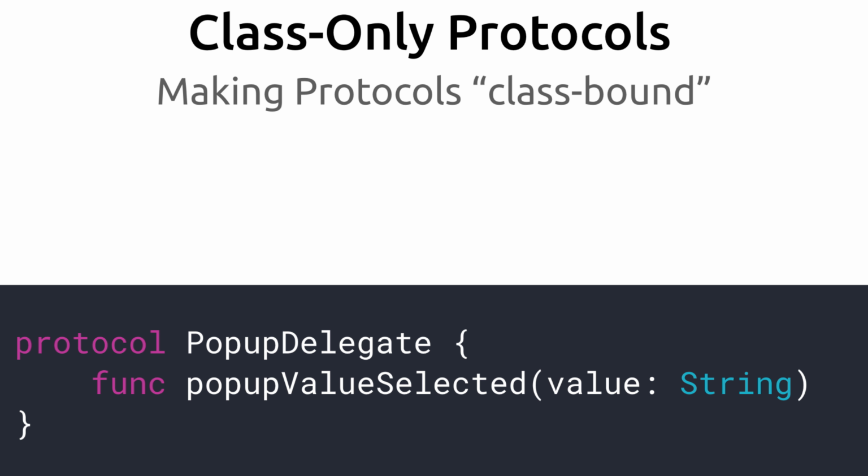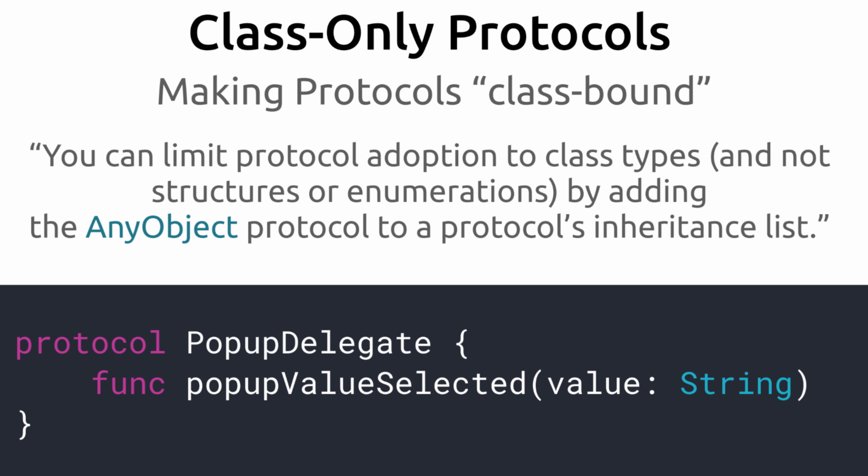So what we need to do is make our protocol bound to just classes, or restrict this protocol to just classes. Apple tells us exactly how to do that in their Swift documentation. Apple says you can limit protocol adoption to class types and not structures or enumerations, value types, by adding the AnyObject protocol to a protocol's inheritance list. Okay, so that's exactly what we want. We want to limit adoption of our protocol to just class types, so Swift knows it's a reference type. Now that Swift knows it's a reference type, we can then make it weak. So our protocol will inherit from AnyObject like this.